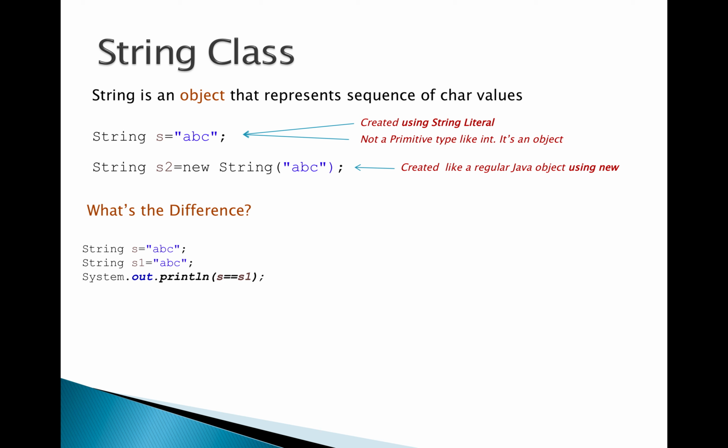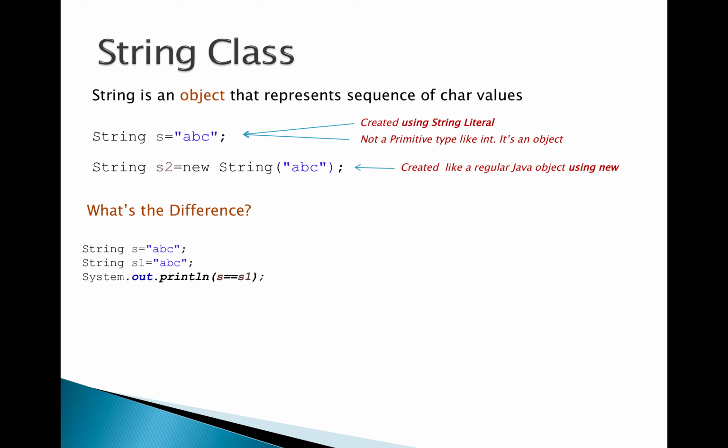Let's understand that. String s is equal to "abc", String s1 is equal to "abc", and we do System.out.println(s == s1). If you are doing it with an integer, what will happen? It is going to be true, like Integer a is equal to 10, Integer b is equal to 10. If you compare a equal to b, it's going to be true. In the string, let's see. String is not a primitive like integer. It's an object. When we do this with an object, of course, they are going to have two different memory locations and they will never be equal.